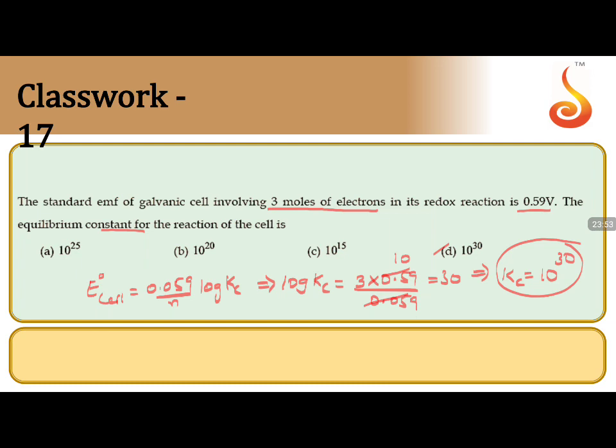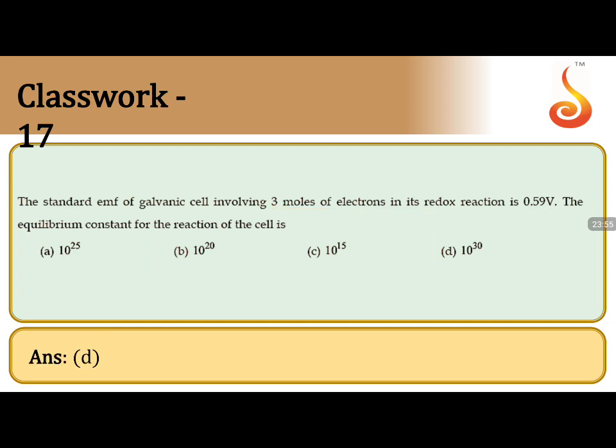If log Kc is 30, it should be 10 power 30. So the option should be option D. So the answer is option D, 10 power 30. So log K is equal to 30. We got this particular value. So we have K is equal to 10 power 30. So that means the answer should be option D, 10 power 30.